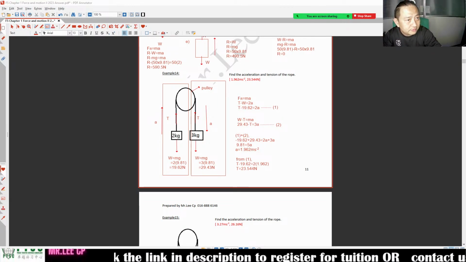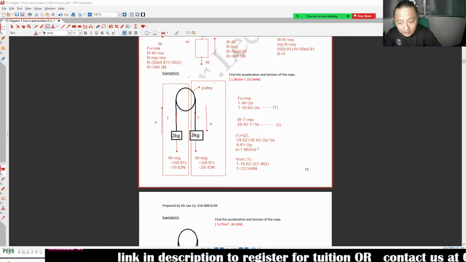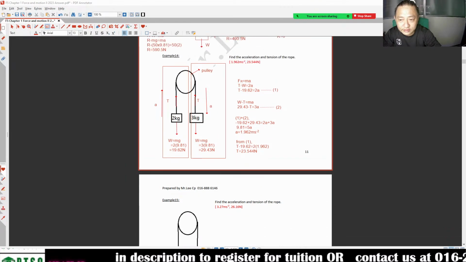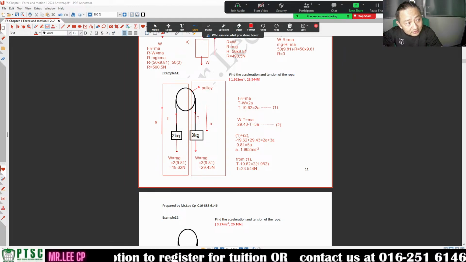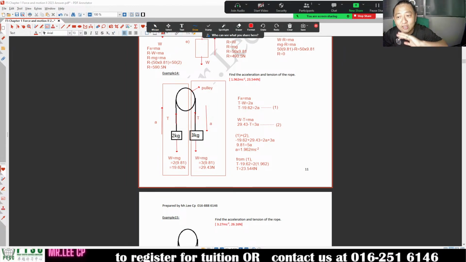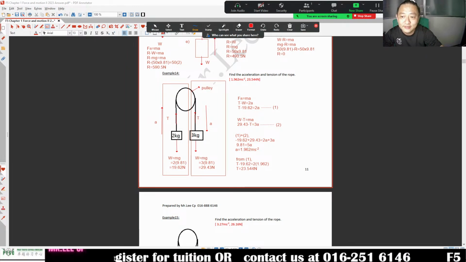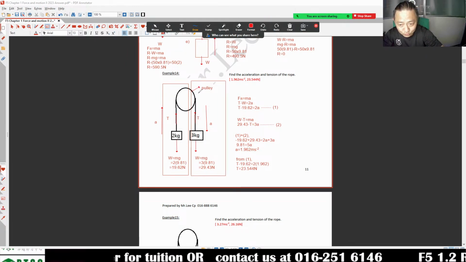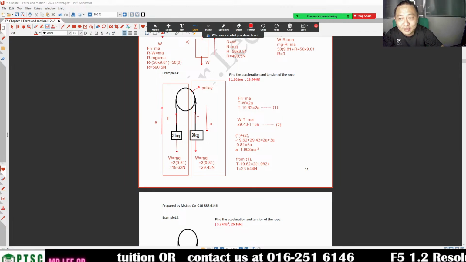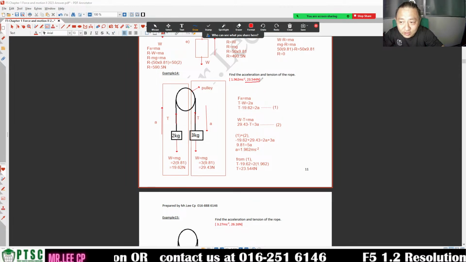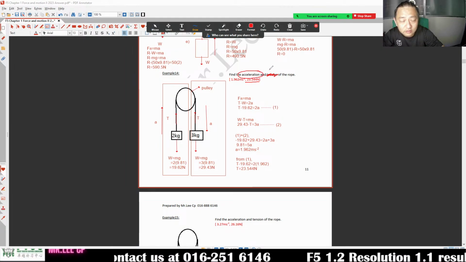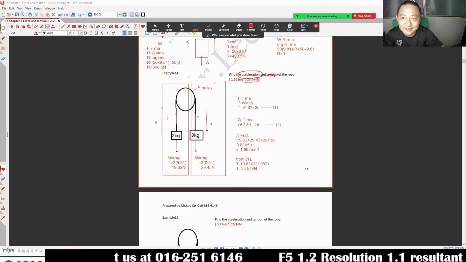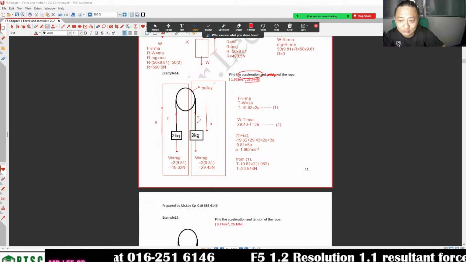Can you follow? I still have another example, no need to worry. But before I do another example, I said I have an easier way for you. What I mean is, if the question is not asking you the tension, just asking you the acceleration, you can do one way, finish. Very easy.